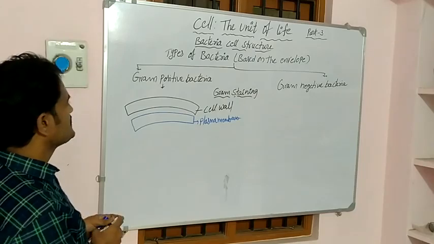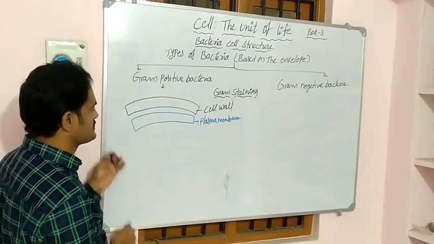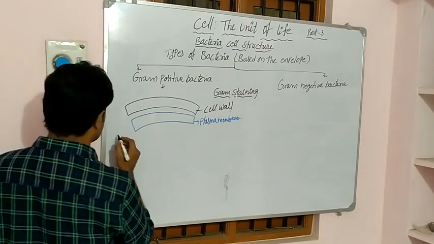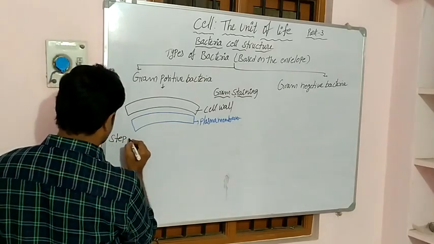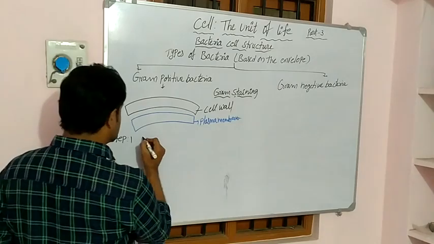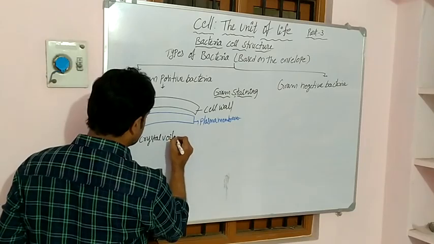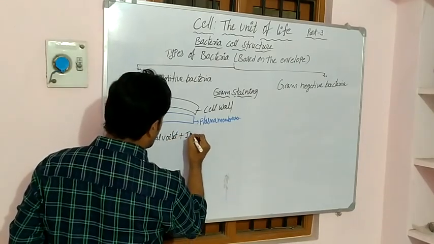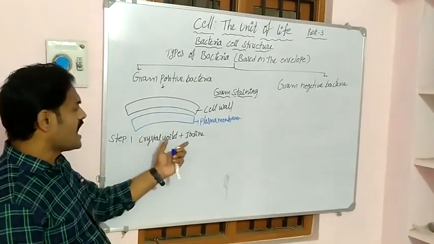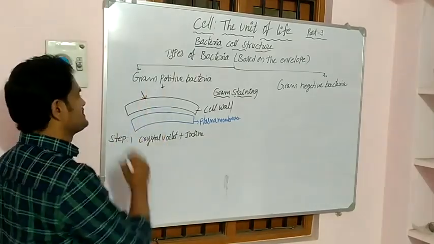In this experiment we will take some chemicals and dyes. Dyes means colors. We follow majorly three steps. What about the first step? In the first step we take crystal violet solution plus iodine solution. The combination of crystal violet and iodine solution is added to the bacteria cell.